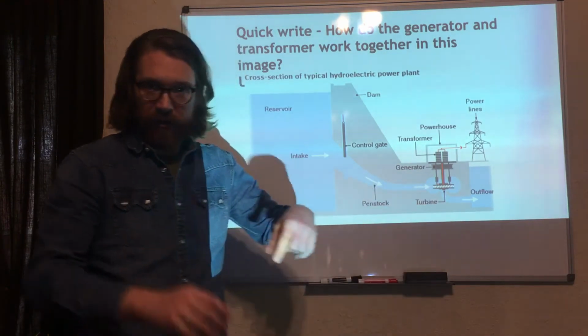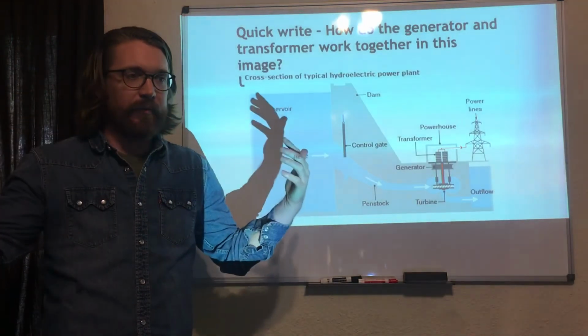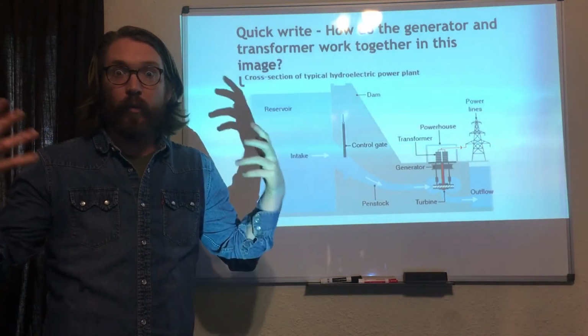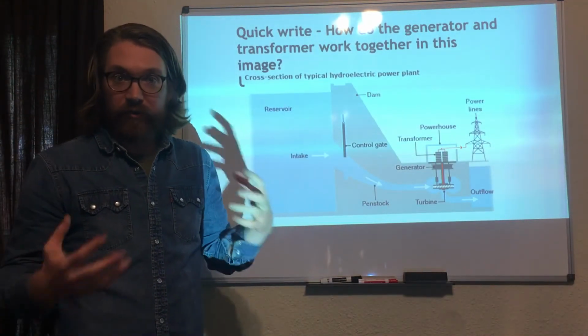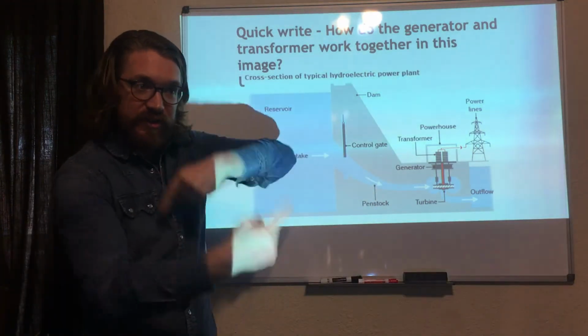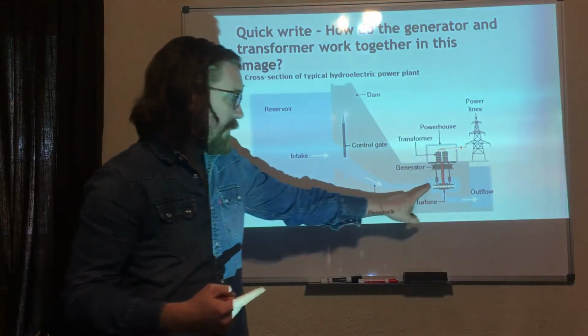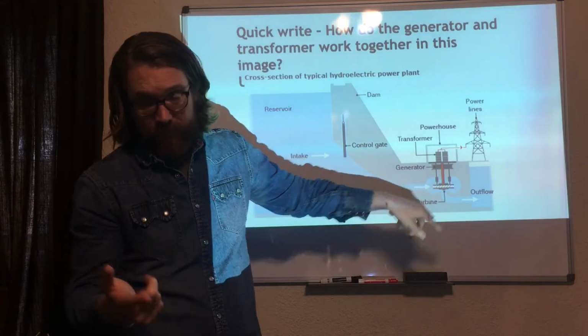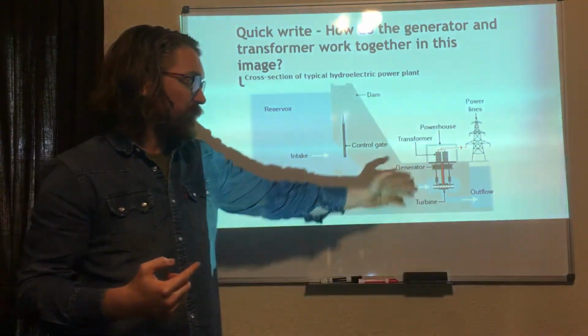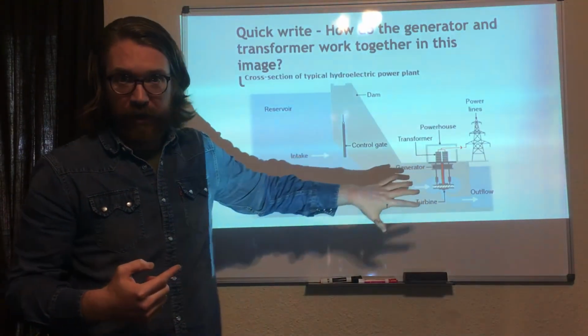So you got your turbine. Remember, it's like a big blade. It's like a big windmill, fan looking thing, okay. The water spins that turbine. In the middle of that turbine, there's a magnet. That magnet spins inside of a coil. Voila, you've created electricity, okay?